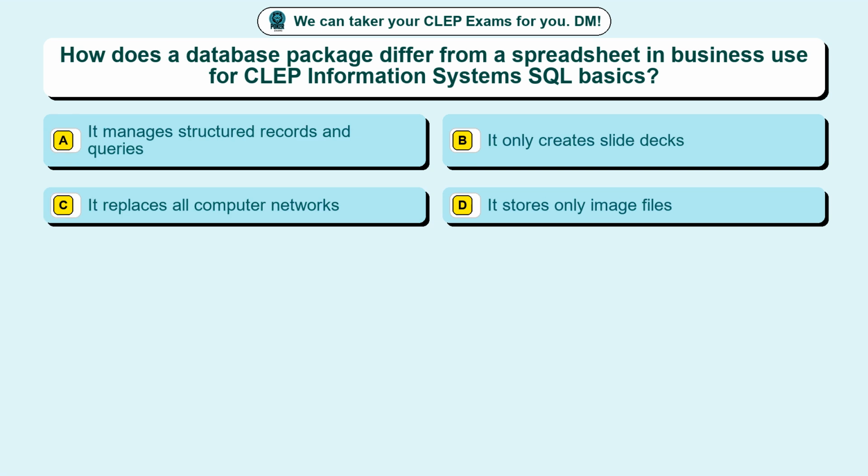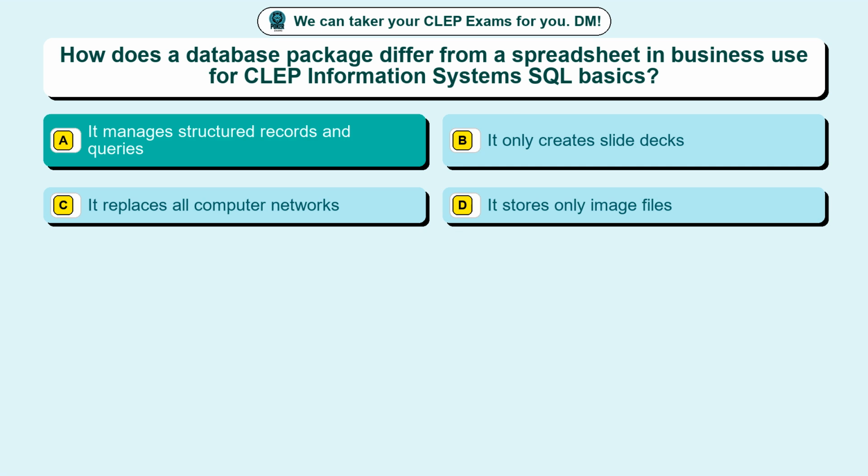Question 2. How does a database package differ from a spreadsheet in business use for CLEP Information Systems SQL Basics? Option A. It manages structured records and queries. Option B. It only creates slide decks. Option C. It replaces all computer networks. Option D. It stores only image files. The correct answer is option A. It manages structured records and queries.